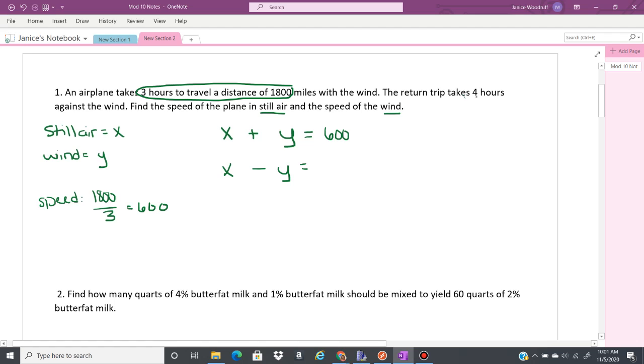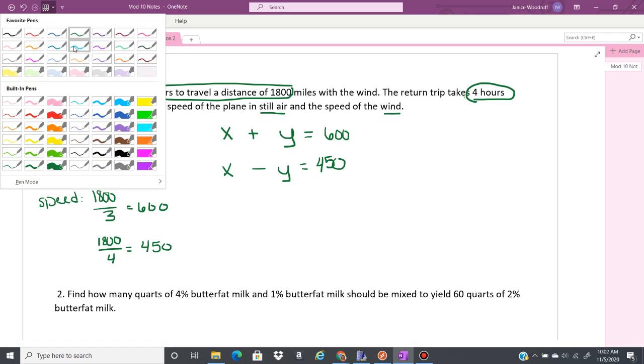Against the wind, it took me 4 hours. I still went 1,800 miles. So 1,800 miles in 4 hours means that I'm going a speed of 450 miles per hour. Okay, so I got significantly slowed down there because of the wind. So now we have a system of equations, so we can go ahead and set this up to solve.